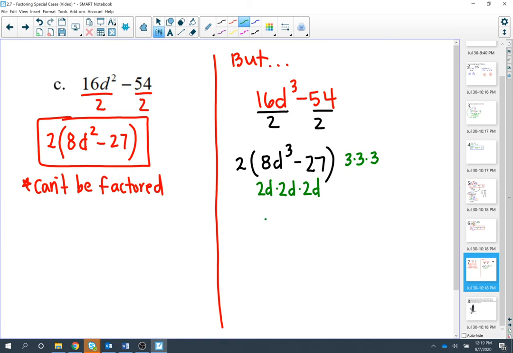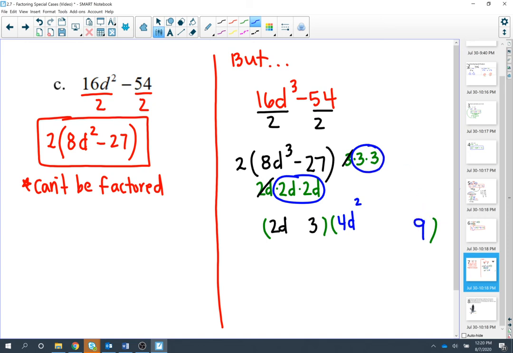Okay, so then this, small butt cheek, big butt cheek. Take one of your 2d's. Take one of your 3's. Take your other 2d's. Multiply them back together. 4d squared. Take your other 3's. Multiply them back together. 9. And then multiply your first 2, 6d. And substitute in the middle.